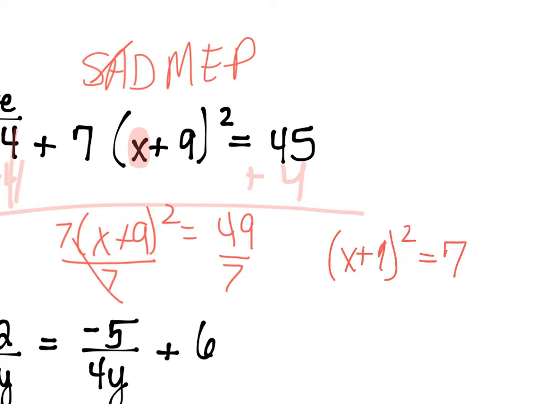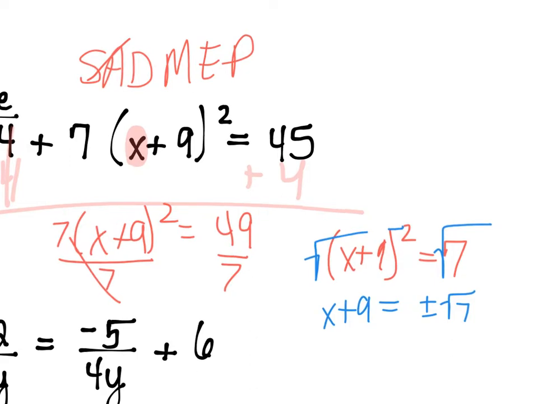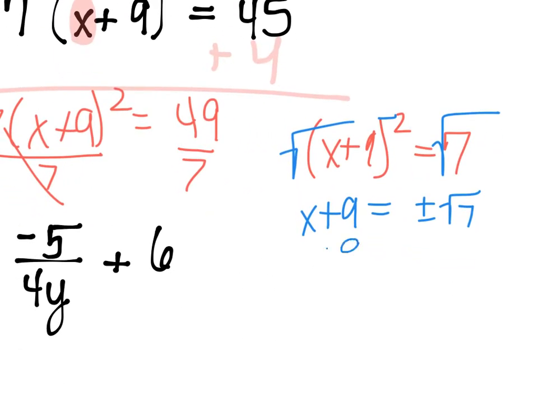Now I need to get x by itself, but it's in a parenthesis where x plus 9 is squared. How do you get a squared to go away? Take the square root. If I take the square root of one side, what do I do to the other? Square root, good. So I have x plus 9 equals, what goes in front of that square root? Good. Plus or minus root 7. And then the last step, I have x plus 9. How do I get x by itself? Subtract 9 from both sides.